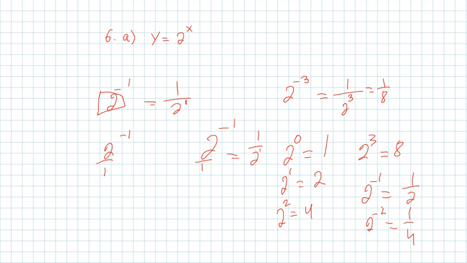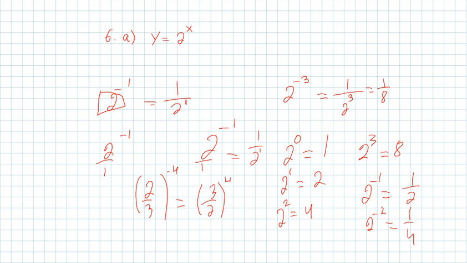Now if I have something that looks like this, let's say 2 over 3 to the power of -4, if I want to make this positive, I flip the base, so it becomes 3 over 2 to the power of 4. Are we all okay with that?